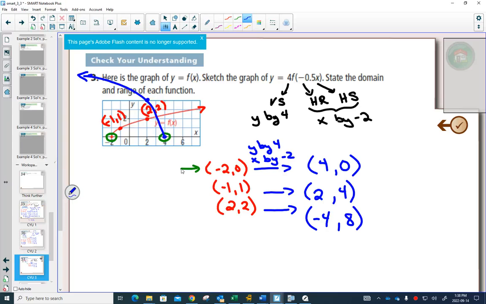Again, state the domain and range. For domain, does it have a smallest x value? Yes, that smallest x value is -2. Does it have a biggest x value? No, so it continues on forever.